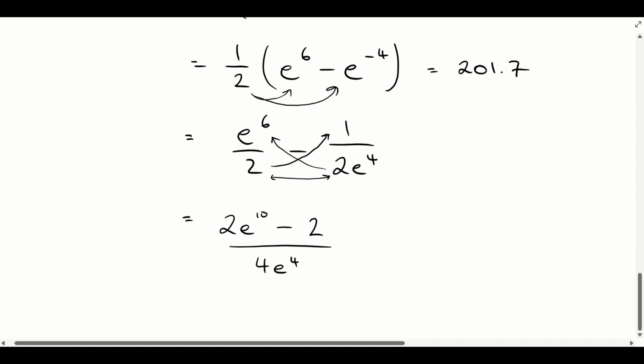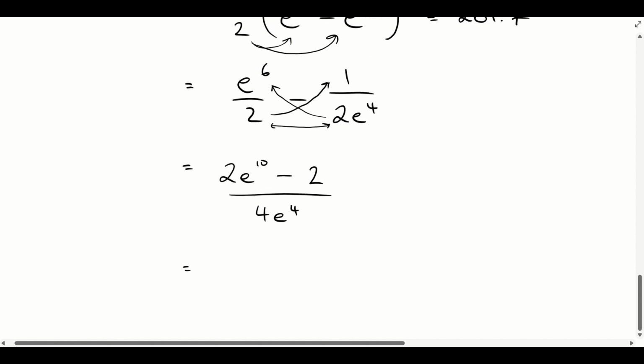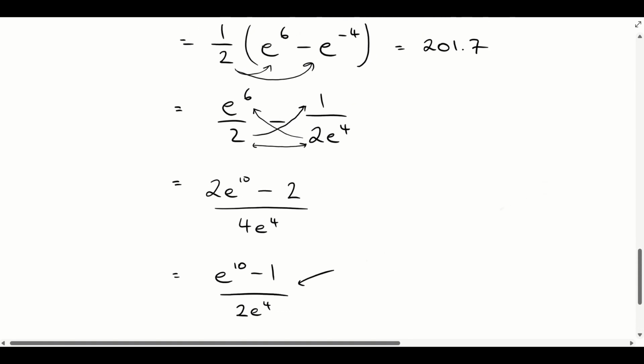And then I see I can cancel out a common factor of 2, and I just end up with e to the power of 10 subtract 1 over 2e to the power of 4. So that's it there, all in positive indices, which is always a nicer way to write things than what we have up here with negative indices.